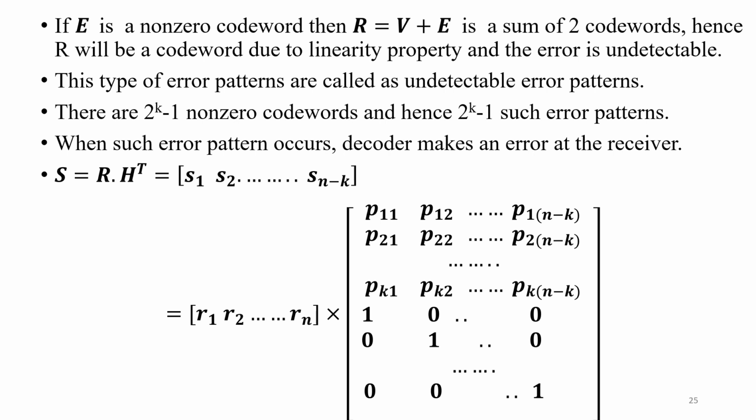If E is a non-zero code word, then R equal to V plus E, which is a sum of two code words, will be a code word due to the linearity property, and then the error is undetectable. This type of error pattern is called an undetectable error pattern. There are 2 raised to k minus 1 non-zero code words and hence 2 raised to k minus 1 such error patterns. When such an error pattern occurs, the decoder makes an error at the receiver. Syndrome equal to R dot H transpose, so the syndrome can be obtained by matrix multiplication.